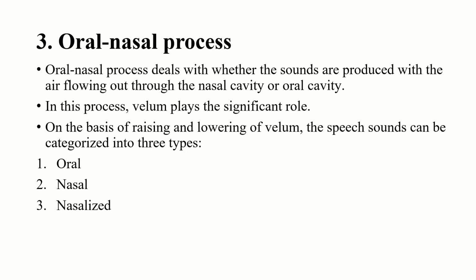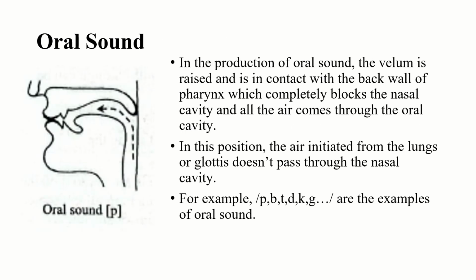So, on the basis of raising and lowering of the velum, the speech sounds can be categorized into three types: oral, nasal, and nasalized. The first one is the oral sound. Look, the velum is raised and the nasal cavity is blocked. Then air passes through the oral cavity, and oral sounds like p, t, k, b, d, g are produced. This is called an oral sound.